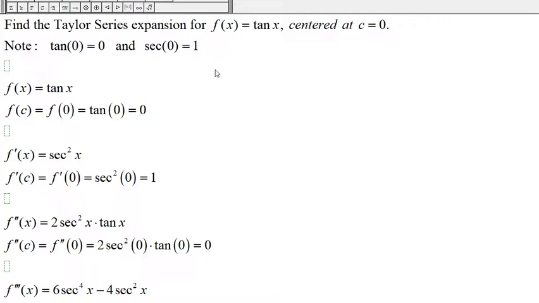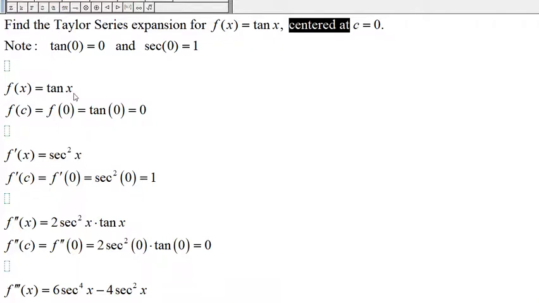And here we want to find the Taylor series expansion for tangent of x, centered at c equals 0. Note that tangent of 0 is 0, and secant of 0 is 1. So let's find the first few derivatives, and then see if we can get a pattern.